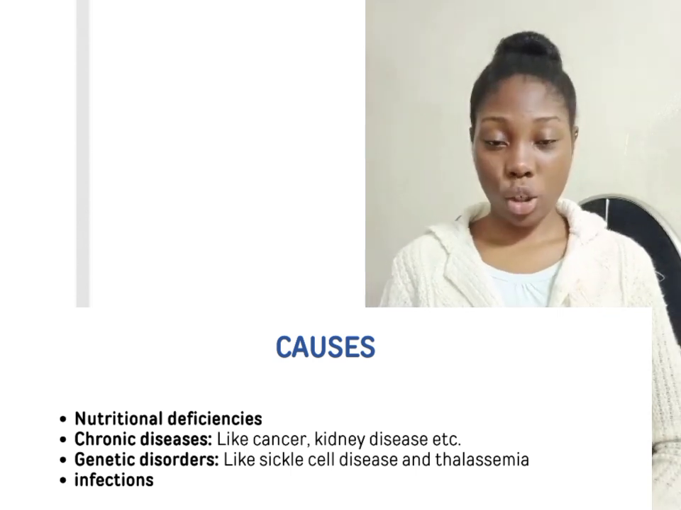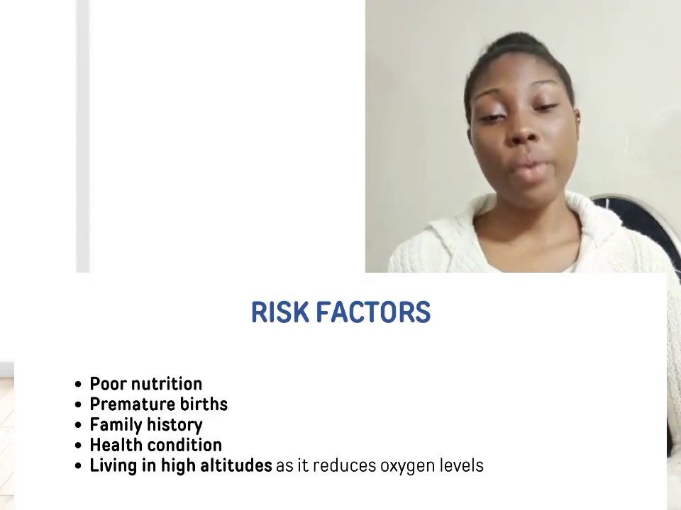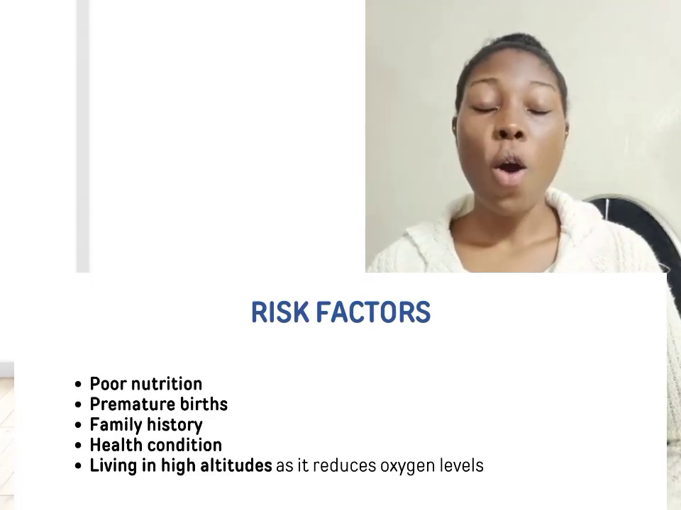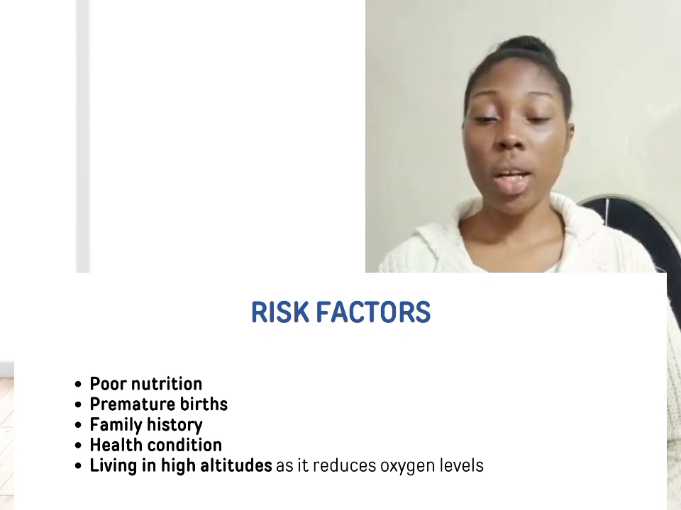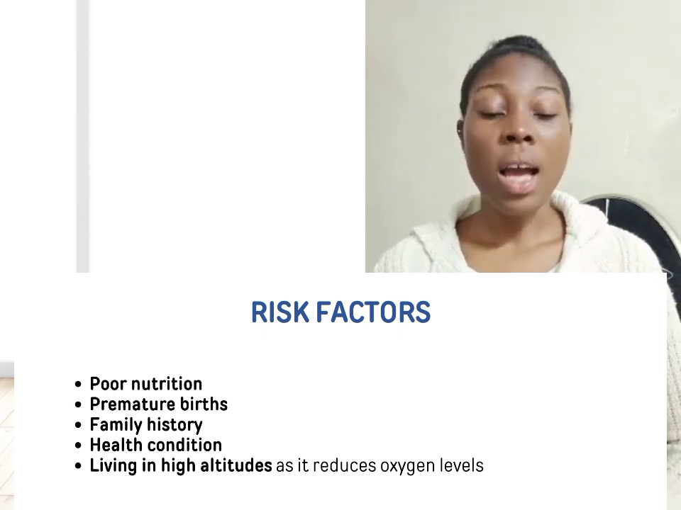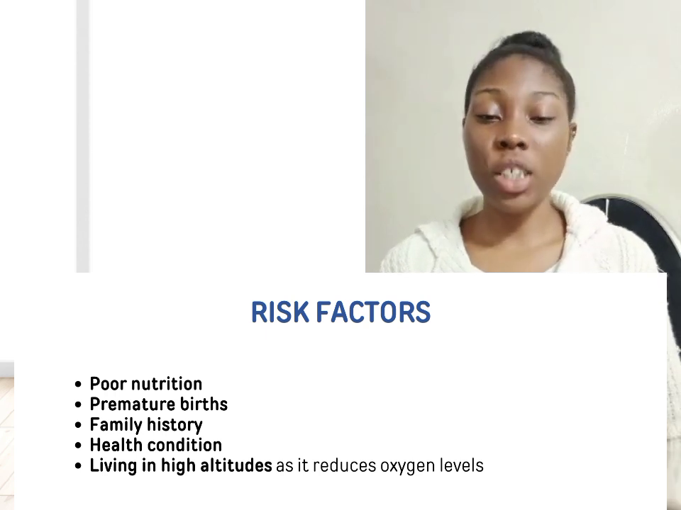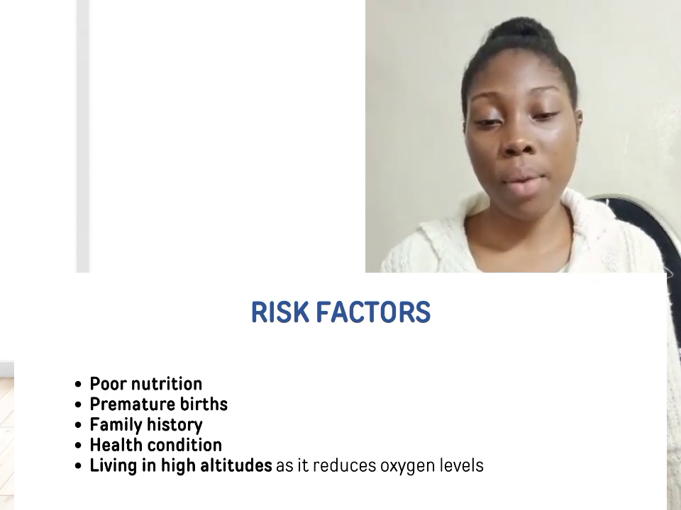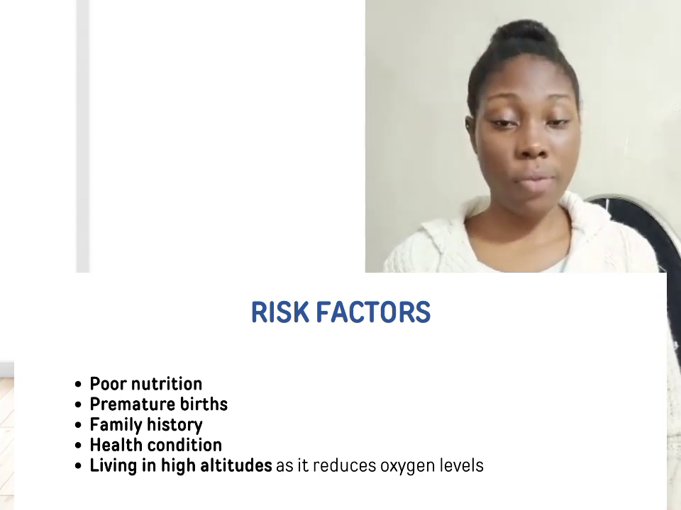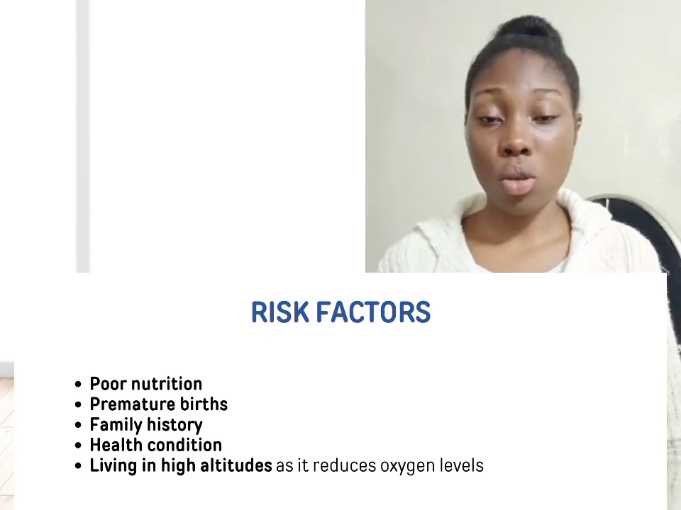We also have genetic disorders like, as earlier mentioned, sickle cell and alpha and beta thalassemia. And we have infections. Now, for the risk factors of anemia, one of the main risk factors is poor nutrition, as most children who suffer from anemia do so due to deficiency in supplements. Another risk factor is disease condition.